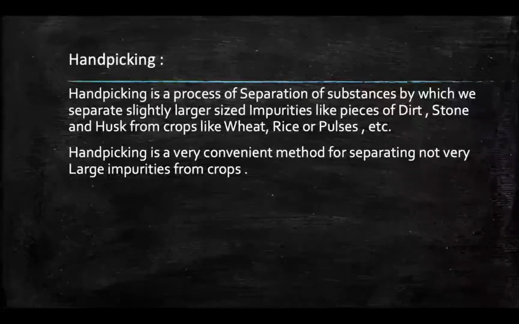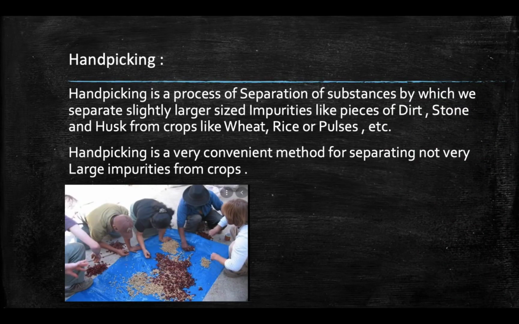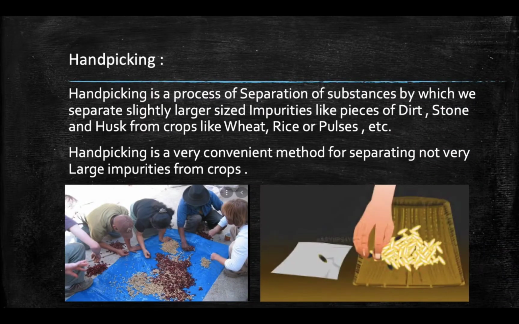One such method is hand picking. In the picture here, you can see several people hand picking something. Hand picking is a process of separation of substances by which we separate slightly larger sized impurities like pieces of dirt, stone, and husk from crops like wheat, rice, or pulses. Hand picking is quite a convenient method for separating not very large impurities from crops.